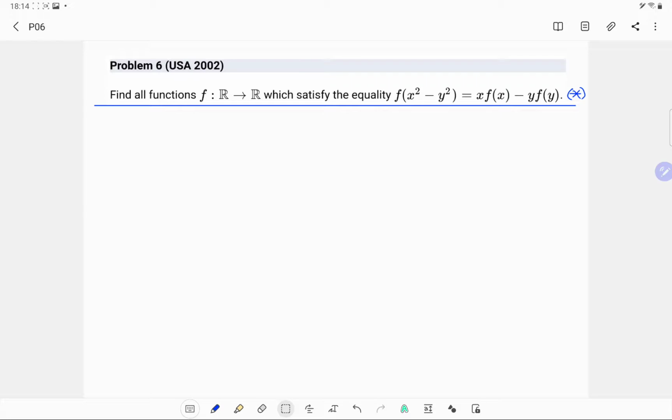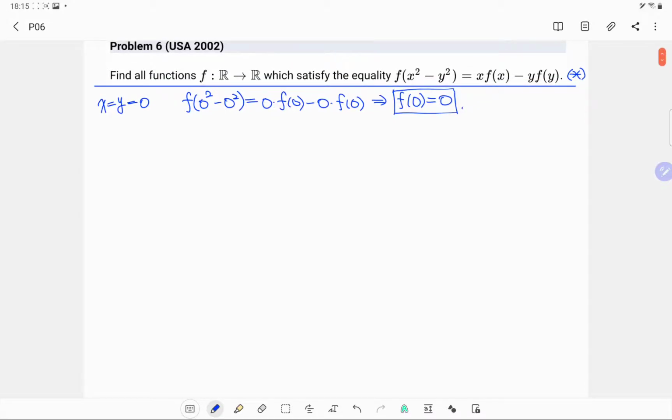First of all, we will try to substitute x equals y equals 0. So it becomes f of 0 squared minus 0 squared equals 0 times f of 0 minus 0 times f of 0. So the right side becomes 0 and the left side is nothing but f of 0 equals 0. So this is the first step. We will try to evaluate some simple number like f of 0, f of 1 or whatever.